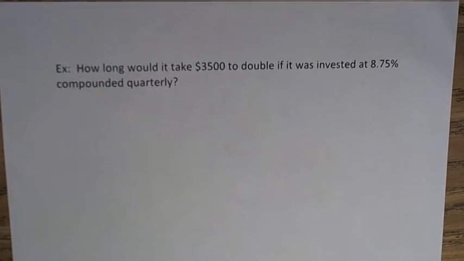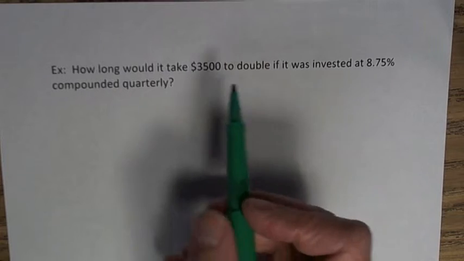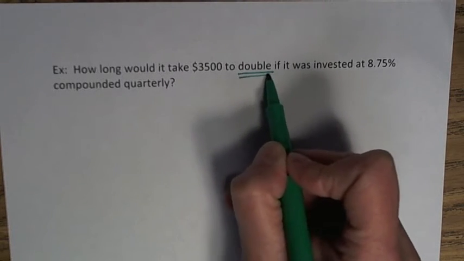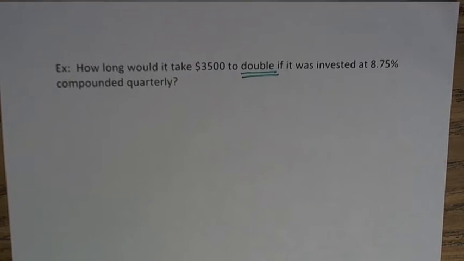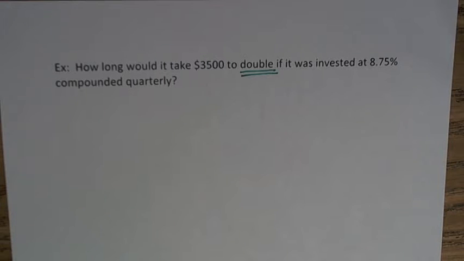All right, I have one final example that I want to take a look at, and that's this one right here. How long would it take $3,500 to double if it was invested at 8.75% compounded quarterly? So with this one, the key thing that's a little bit different from the other ones that we looked at is the fact that you have this word double in here. You're not given two numbers, and yet the setup is going to be very similar to what we did in our last couple of examples.